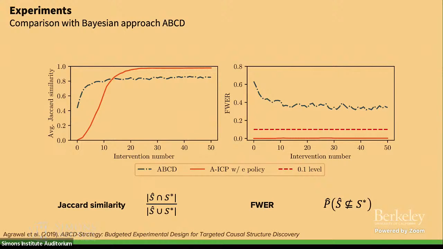And what we see on the right-hand side, when you look at the family-wise error rate, is that indeed for AICP this is controlled, as it should be by construction, but for ABCD it's not, so you do get false positives. And it does not get rid of these false positives as you add interventions. So this is also why we don't reach the perfect Jaccard similarity on the left. So depending on the cost in your setting of false positives versus false negatives, you may want to choose one method over the other.